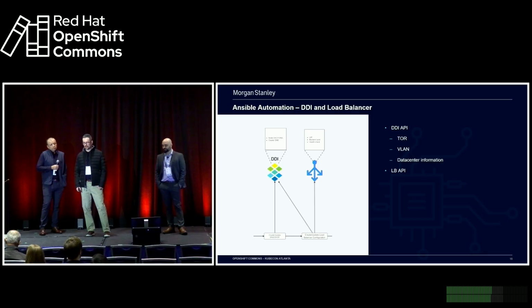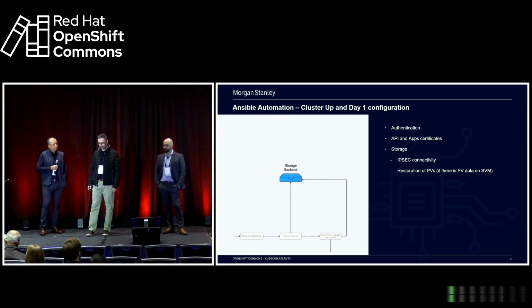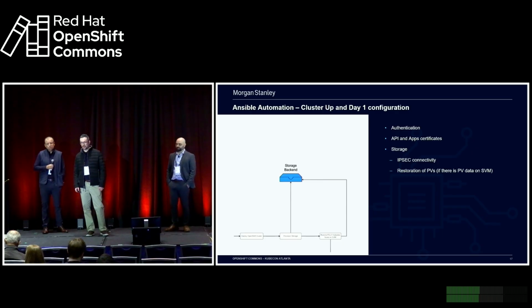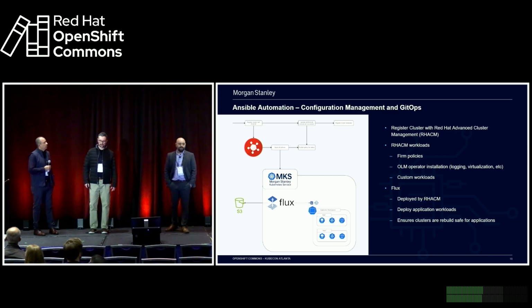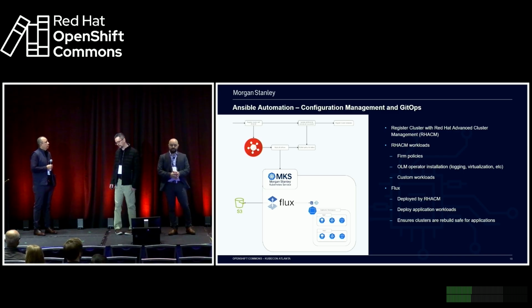Once we have the required DNS records, we integrate with a load balancer API to create entries required by the Kubernetes API. We then configure authentication and we restore users' persistent volumes in an automated way. We are going to talk more about the PV restore process later in the presentation. And the final step for the Ansible automation is to register the cluster with Red Hat Advanced Cluster Management.